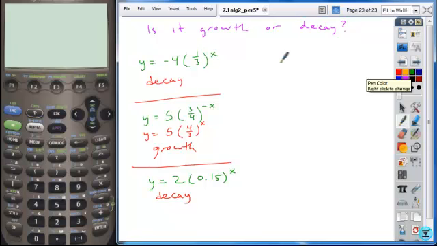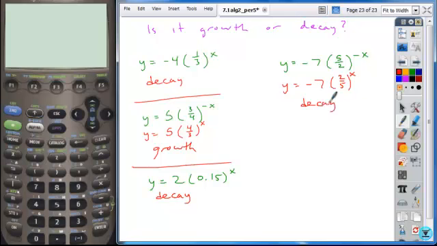And so what about this last example? Is that growth or decay? Okay, our power is negative, so let's flip it. It switches our base from 5/2 to 2/5. And so now you have the rule, which makes this decay. Very good.